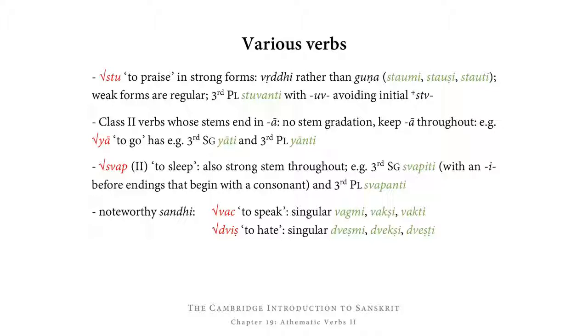And finally, dvish, to hate, has a singular dvesh-mi, dvek-shi, dvesh-ti. So in front of the si, that is the ending for the second singular, the sh actually changes into a k, and that k then causes ruki, so we have dvek-shi, not dvek-si. And in the third singular, the sh, which is a retroflex sound, makes the t, the dental of the third person singular ending ti, also retroflex, and therefore we get dvesh-ti.